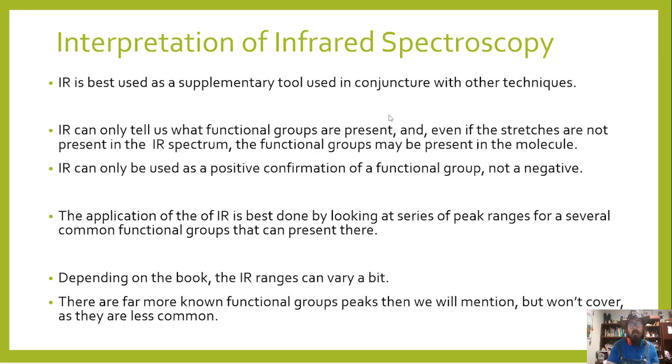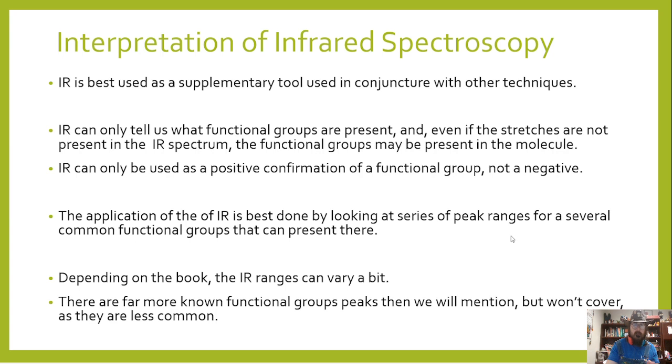The IR will be there to help us know, oh, there's an OH stretch. Oh, there's an NH stretch. Oh, there's a C double bond O. It will help tell us what functional groups are present. IR can only be a positive confirmation of a functional group, not a negative. We can't discount something being there just because there's no peak.